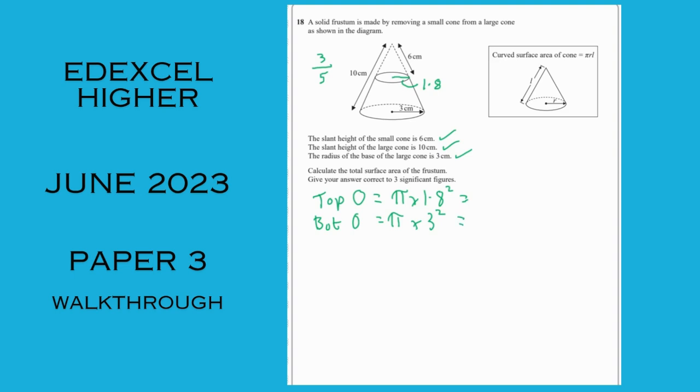Now comes the curved surface area. It needs to be big cone minus small cone. Big cone is pi radius slant. Small cone is pi radius slant. So let's start bashing the calc.